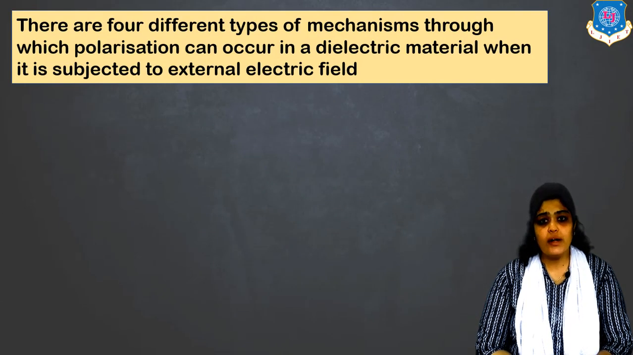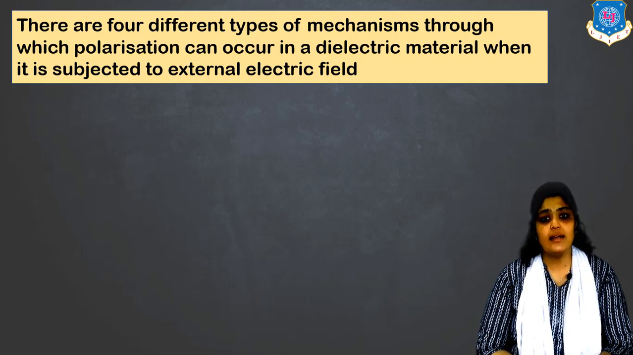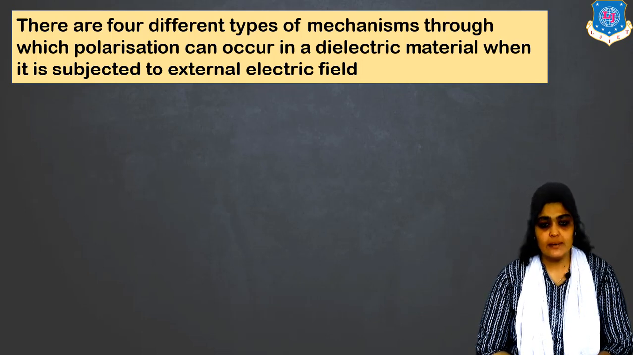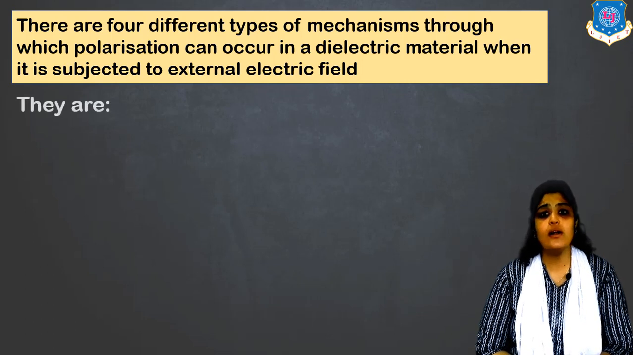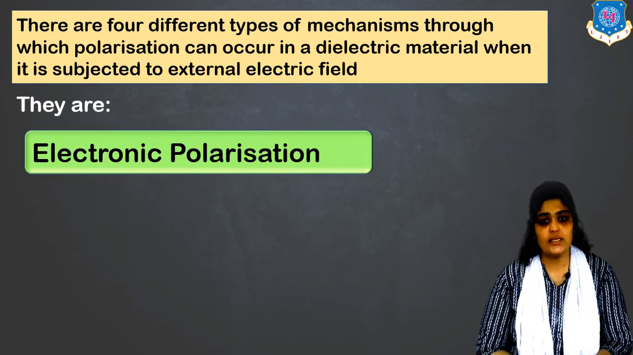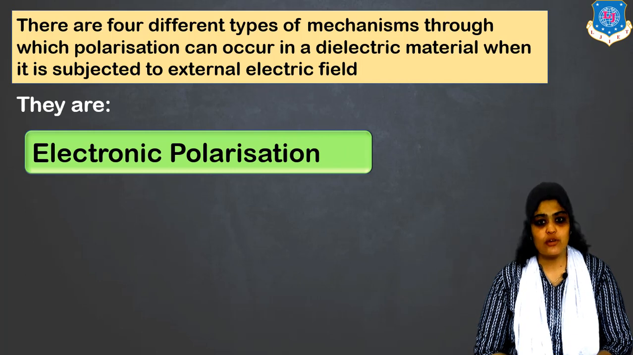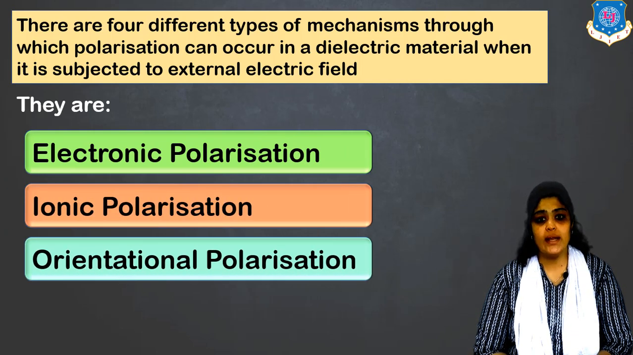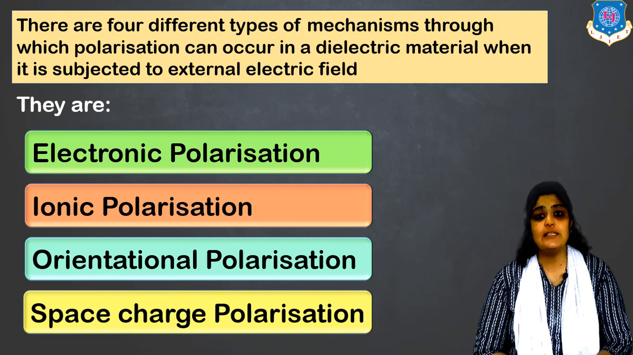There are 4 different mechanisms through which polarization can occur in a dielectric material when it is subjected to an electric field. So this depends on the type of material also. Let's see what are these 4 types of polarizations. The first one is known as electronic polarization. Then we have ionic polarization, orientational polarization, and the space charge polarization.